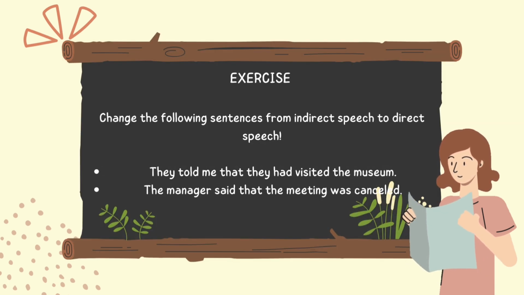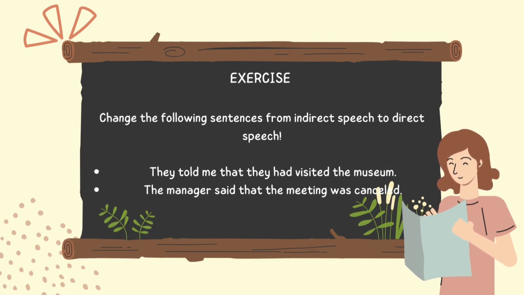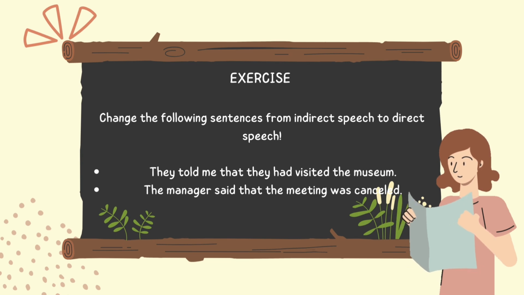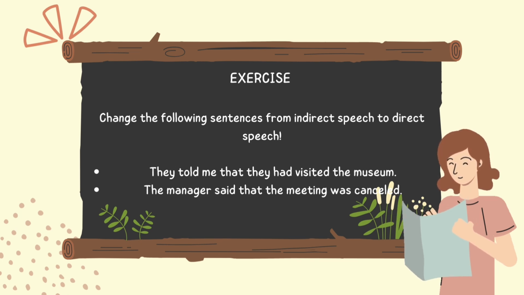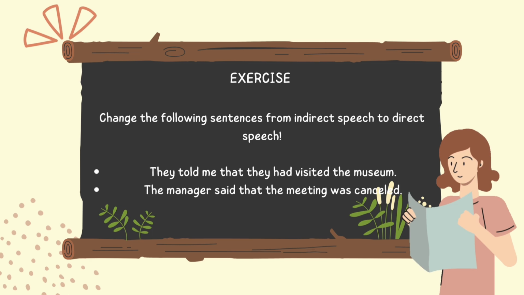Now, we move to the second exercise. Change the following sentences from indirect speech to direct speech. The first one is, they told me that they had visited the museum. And the second one is, the manager said that the meeting was cancelled.